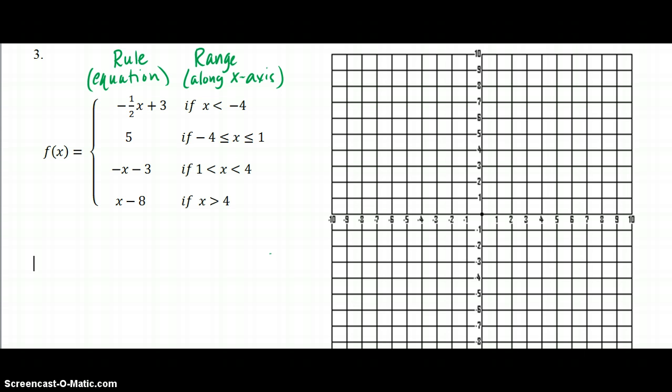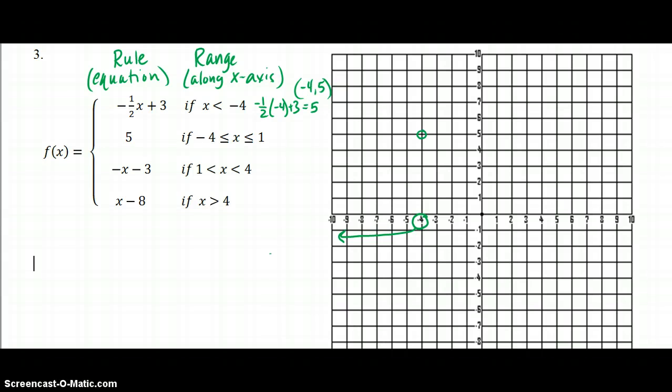We'll start with our range, and we'll go to negative 4 on our graph, and realize that this part of the function will take place from negative 4 onto negative infinity. So we'll use negative 4 as our value of x and plug it into our equation, negative 1/2 times negative 4 plus 3. And that will give us 5. So the point on the graph will be negative 4, 5. So we'll plot that point. Actually, we'll plot that with an open circle because it is less than negative 4.